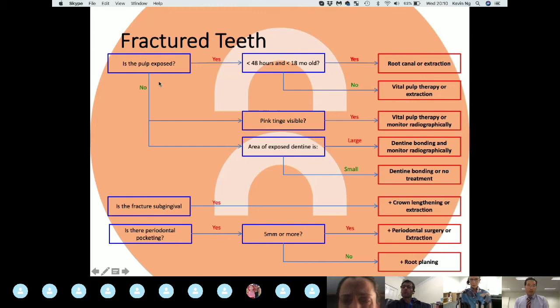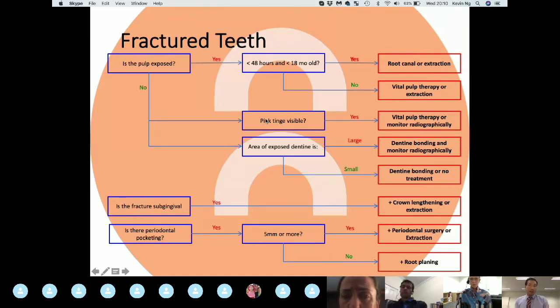If there's no pulp exposure, the next thing you should ask yourself is, do you see a pink tinge? If you see a pink tinge, that usually means that it's within 1 to 2 millimeters of the pulp. So if that happens, I would recommend a vital pulp therapy. If the client can't afford a vital pulp therapy, then you may consider monitoring the tooth radiographically, but there is a reasonable likelihood that that tooth will die.